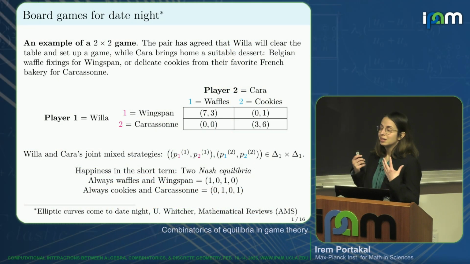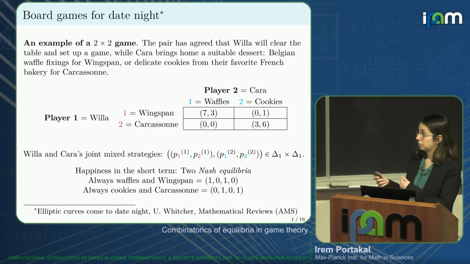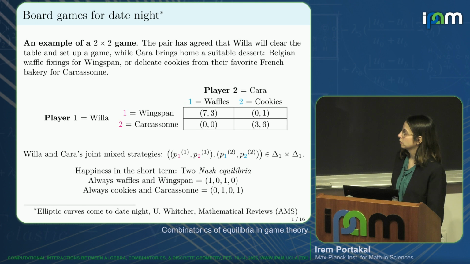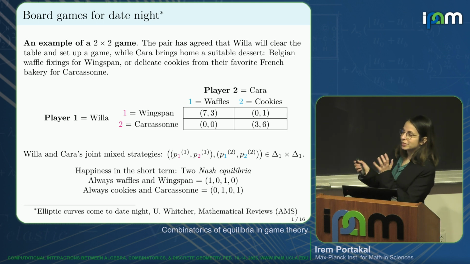So it's game theory. I'm not assuming that you know anything about game theory, so I'm going to start with a problem that you might all relate to, which is board games for date night. We're supposed to choose a board game and a dessert that is fitting for the board game. That example is taken from a wonderful review by Ursula, Elliptic Curves Come to Date Night. I like this example because it's a relabeling of a classical example in game theory called Battle of the Sexes, which I think is not a nice name. So now we're going to call this board games for date night.